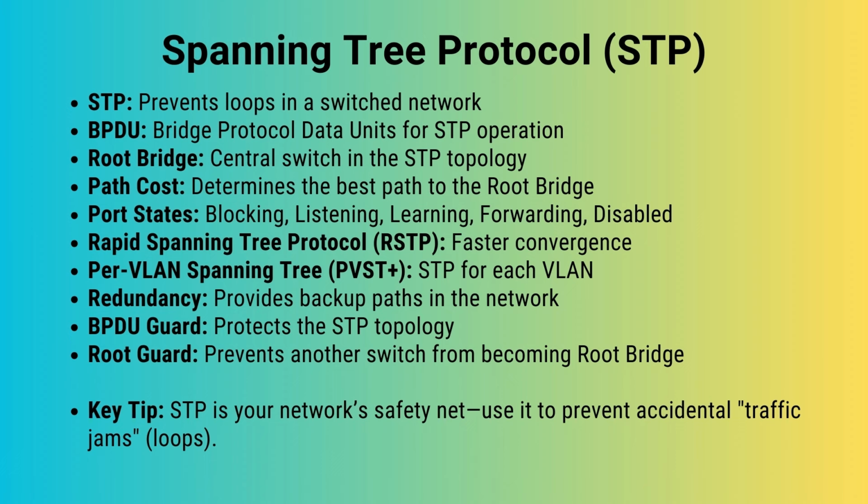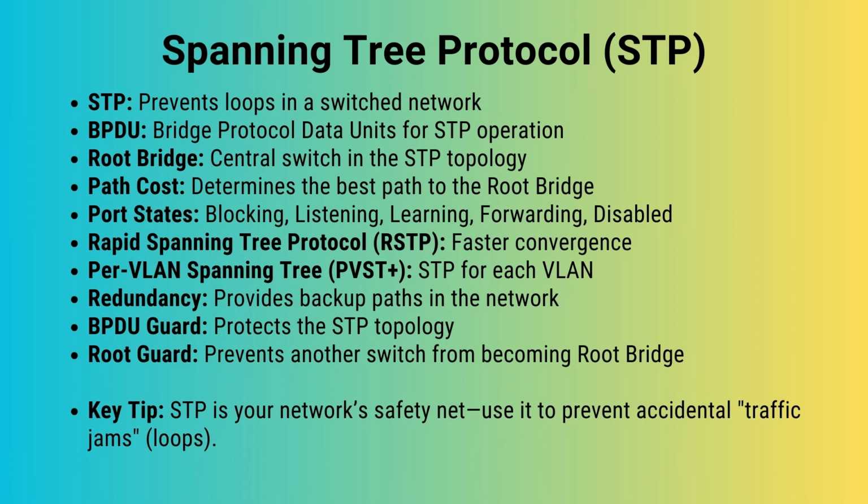Rapid Spanning Tree Protocol, RSTP, offers faster convergence than traditional STP. Per VLAN spanning tree, PVST+, runs a separate STP instance for each VLAN, allowing for better load balancing. Multiple spanning tree, MST, combines multiple VLANs into a single STP instance, reducing CPU load on switches.